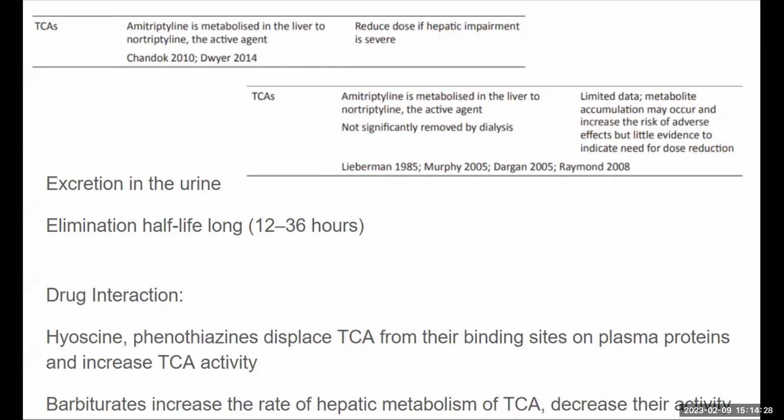It is a highly protein-bound drug. So any other drug that would displace it from the protein, like hyoscine, would lead to higher TCA activity or effect. Likewise, any other drug like barbiturates that would affect the hepatic enzymes or the rate of hepatic metabolism would lead to an increase in TCA effect and its metabolism.